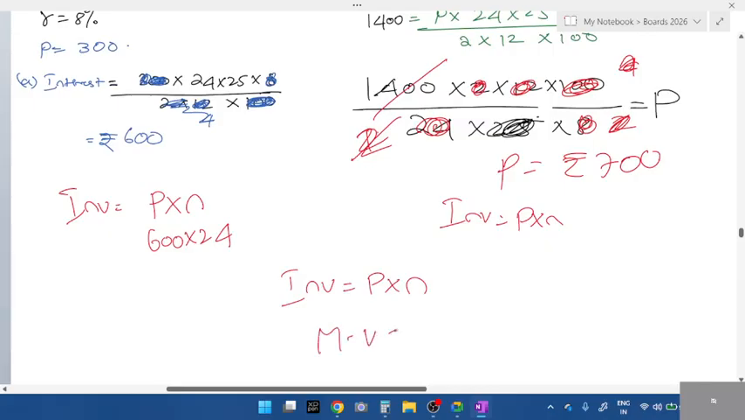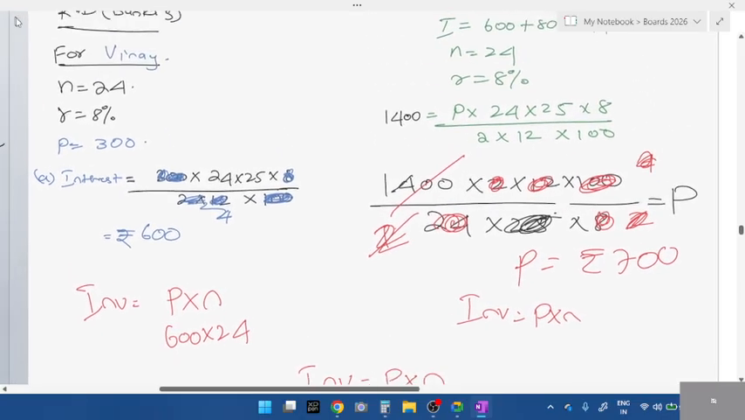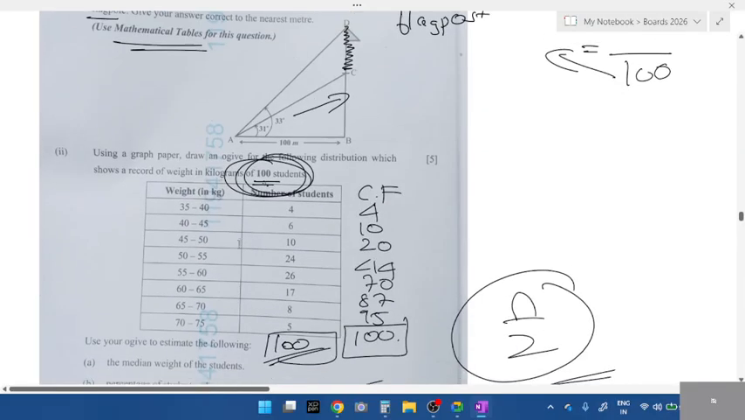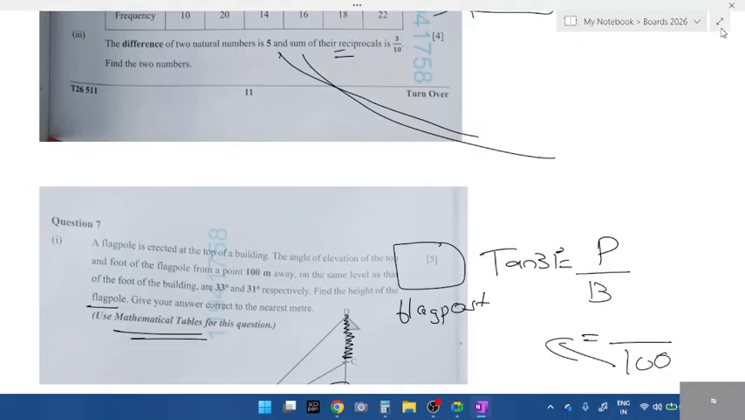Maturity value is equal to, what is maturity value? Investment plus interest. P into N plus I. So maturity value is investment plus interest. Fine. The last concept is left. That is the N value, students, to find the number of time periods, number of months.